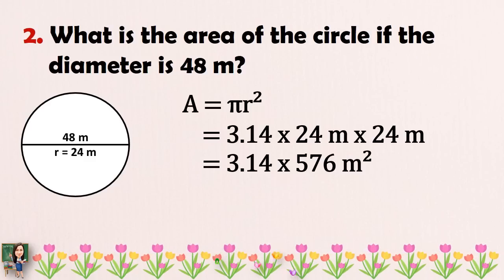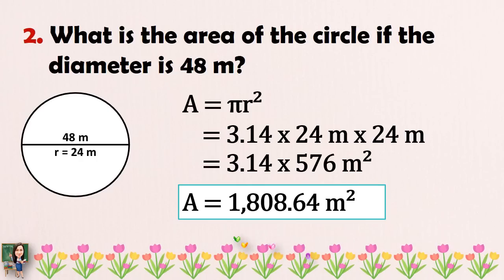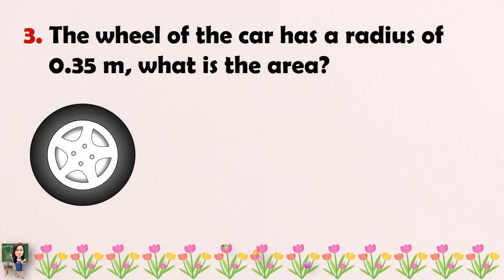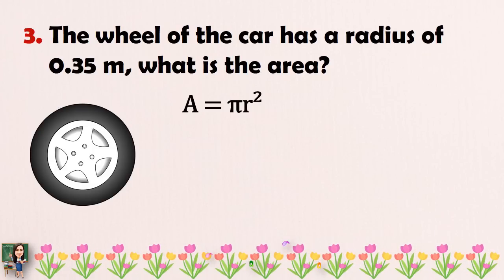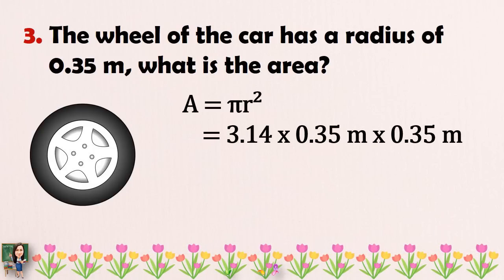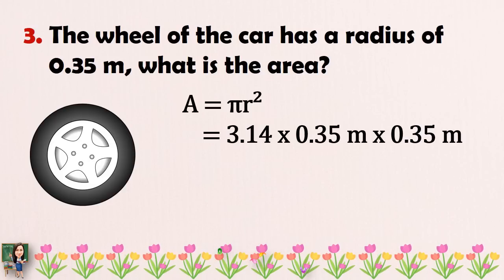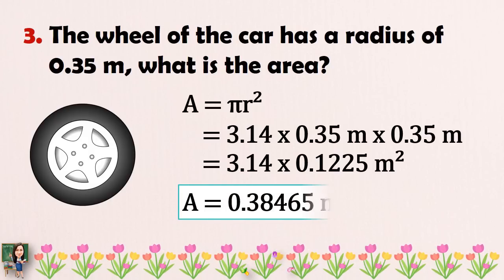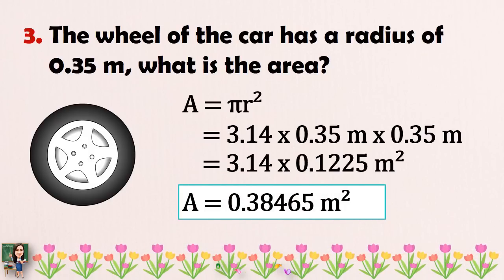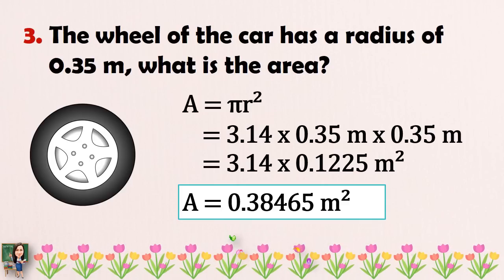Then multiply. The answer is 1,808.64 square meters. Number 3. The wheel of the car has a radius of 0.35 meters. What is the area? A equals pi r square, or 3.14 times 0.35 meters times 0.35 meters equals 0.1225 square meters. The answer is 0.38465 square meters. So this is the area of the wheel of the car.